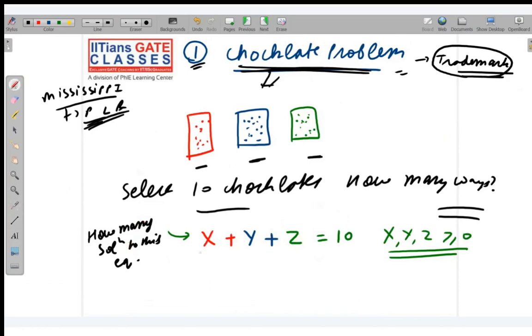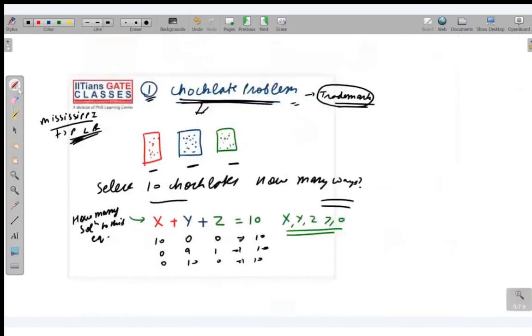Let me show you some examples. For example, you can take 10 red chocolates, 0 blue, 0 green. Finally you will get the answer as 10. If you take 0, 9, 1, obviously you will get 10. You can take 0, 10, 0, that will give you 10. Many solutions are there like that. 1, 2, 7 is also 10. 2, 3, 5 is also 10, and so on. Now I want to find how many solutions there are.